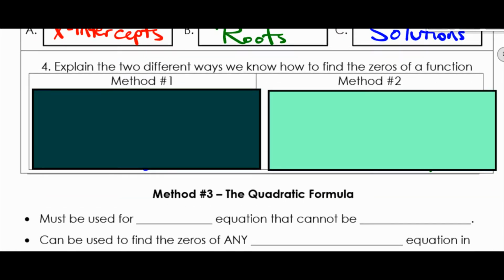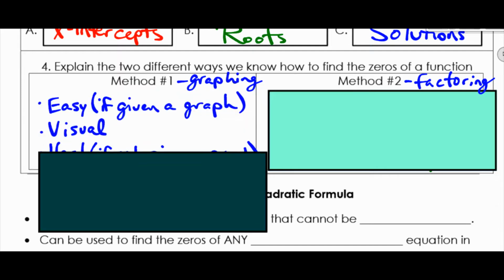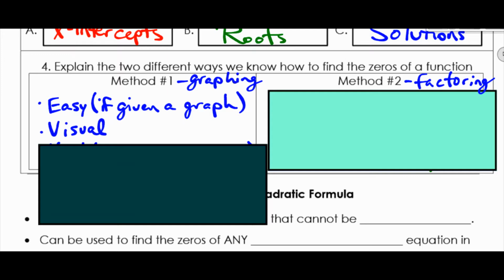So I just want to talk about really the pros and cons of those two methods. In our original notes, we talked about graphing as our first method, and we talked about factoring as our second. If those are available, we do want to use them, but sometimes they are not, which is why we have to use the quadratic formula. So graphing is very easy if we're given the graph. It's visual. I think it's the most intuitive. You just see the x-intercepts right on the graph.